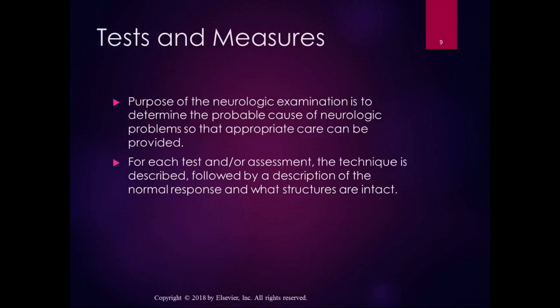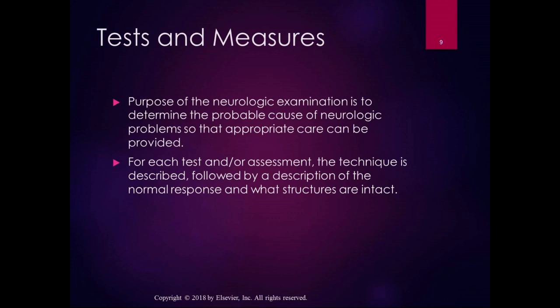So the purpose of the tests and measures for neurological examination is to determine the probable cause of neurologic problems so that appropriate care can be provided. So the PT is trying to figure out what is the correct plan of care for this patient. So for each test or assessment, the technique is described, followed by a description of the normal response of what structures are intact. So a lot of times we're looking for whether something is within normal limits or not within normal limits.